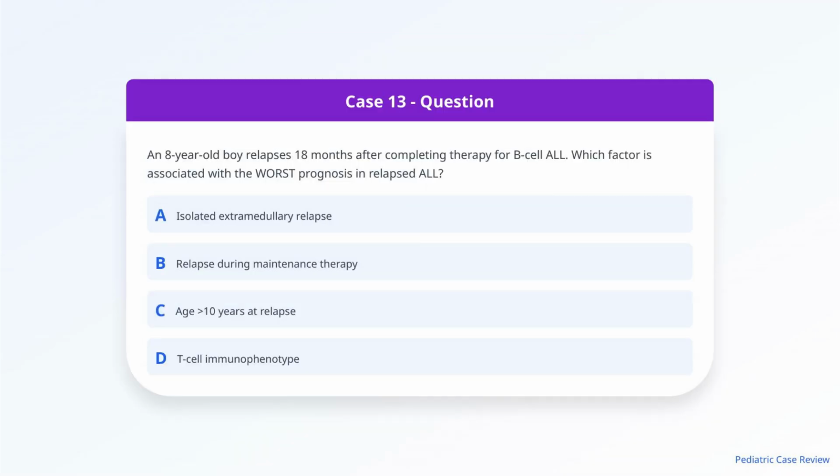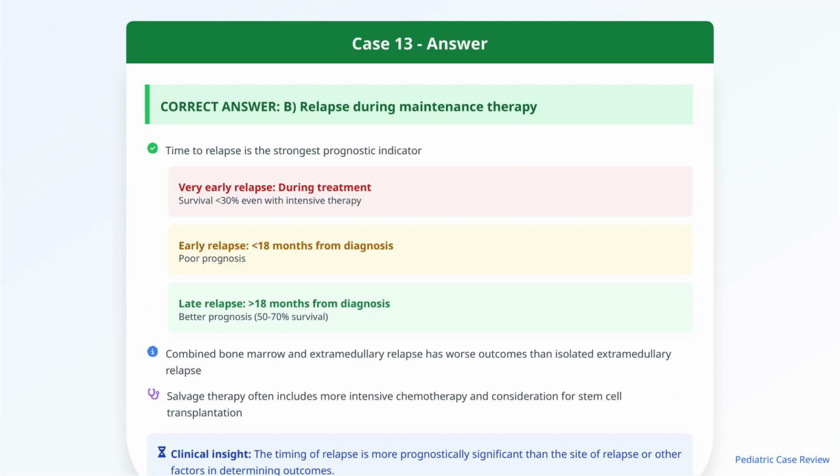Moving to our 13th case. An 8-year-old boy relapses 18 months after completing therapy for B-cell acute lymphoblastic leukemia. Which factor is associated with the worst prognosis in relapsed ALL? A. Isolated extramedullary relapse. B. Relapse during maintenance therapy. C. Age greater than 10 years at relapse. D. T-cell immunophenotype. The correct answer is B.